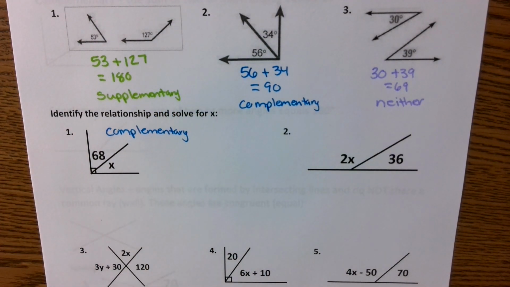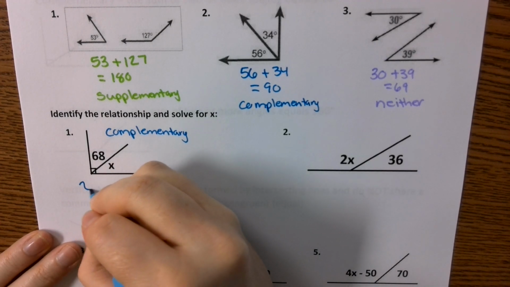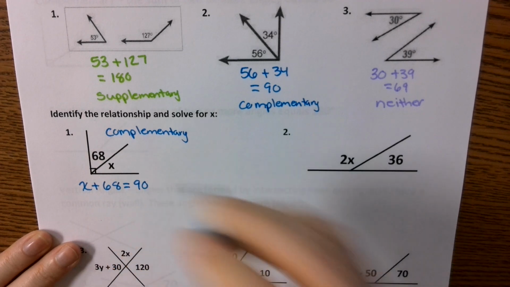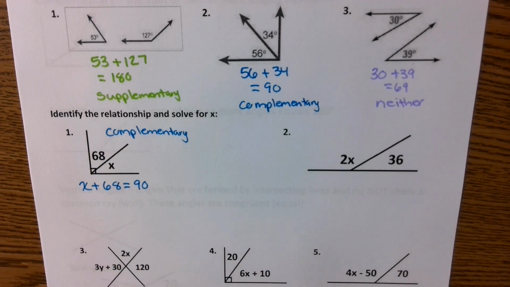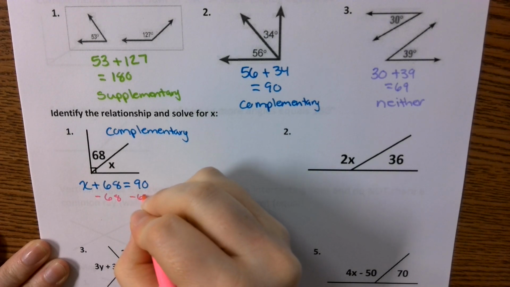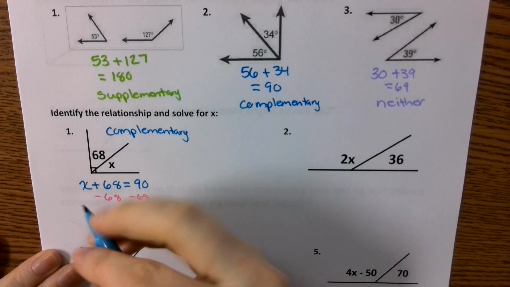Okay, this is kind of similar to what you guys were working on from last week, where all we're going to do is take the value of x and add it with 68 and set it equal to 90. And then from there, we just have to go ahead and solve. So we would subtract 68 from both sides and get that x is going to be equal to 22 degrees.